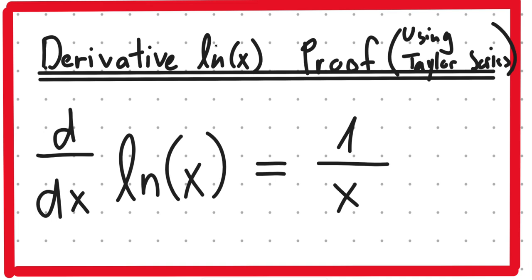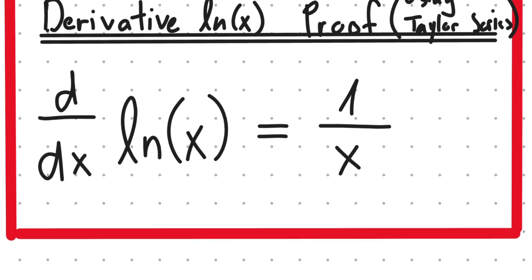In this video we're going to talk about the Taylor series. Using the Taylor series we're going to prove that the derivative of ln of x is equal to 1 over x, which is a very fascinating equation in mathematics because it also talks about the harmonic series and so on.